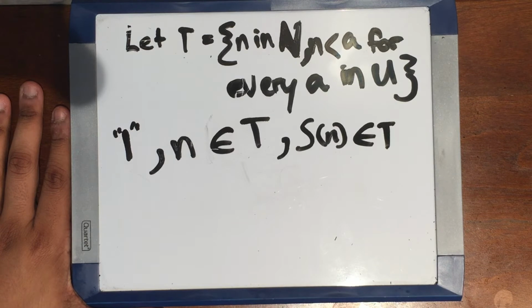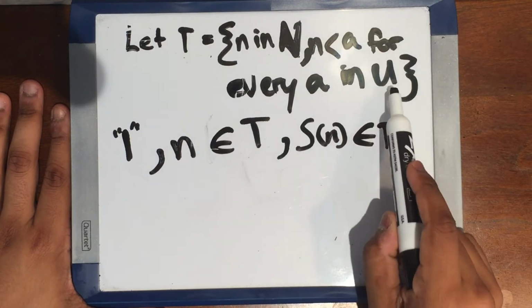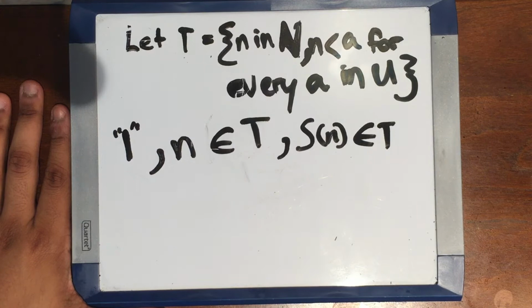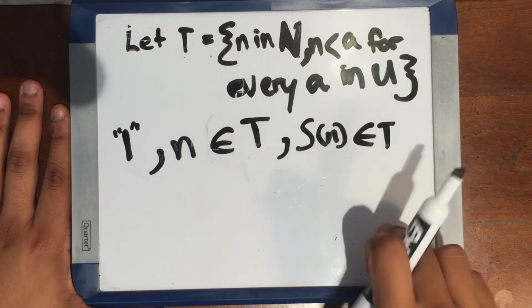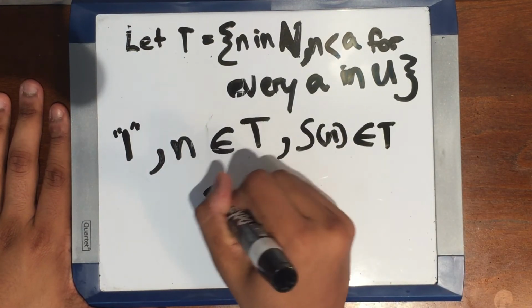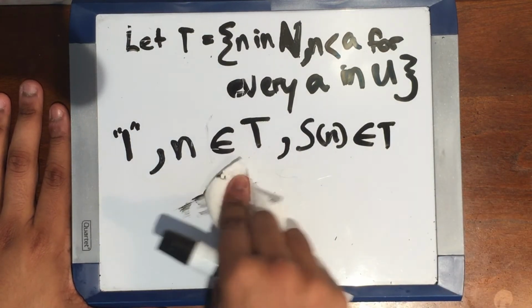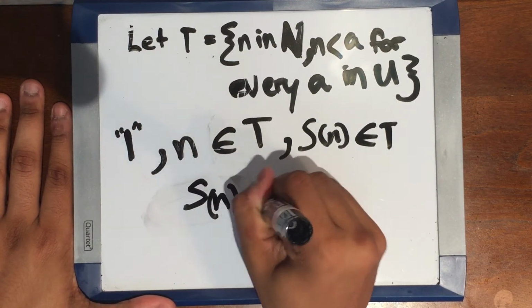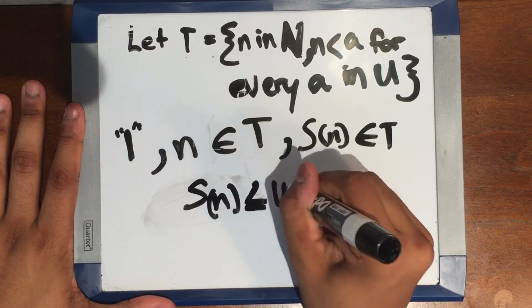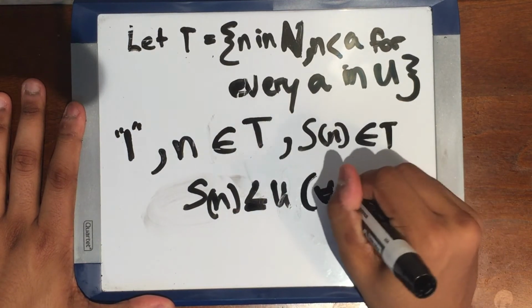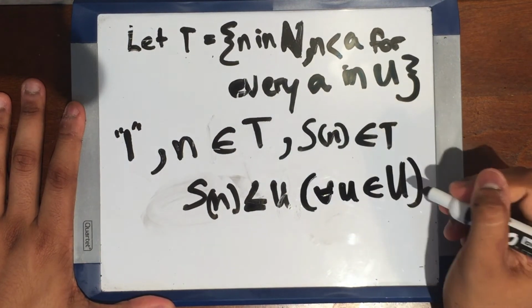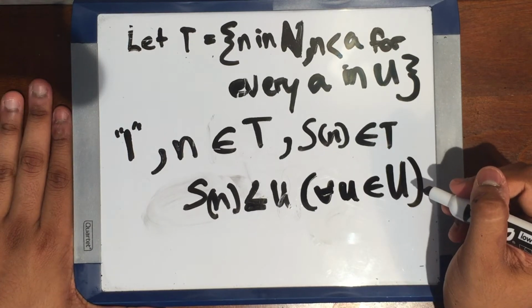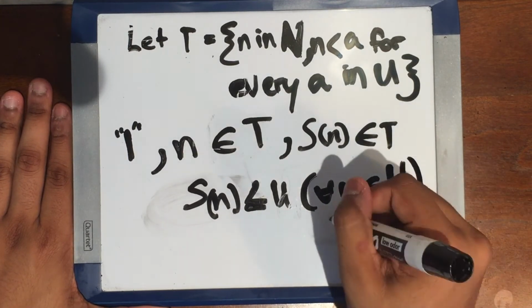So we must then have an A equal to S of N. That is, we would have an S of N in U. Okay, so in our upper bounds. But that forces S of N to be less than or equal to U for all U existing in U, contradicting our assumption that U does not have a smallest element.